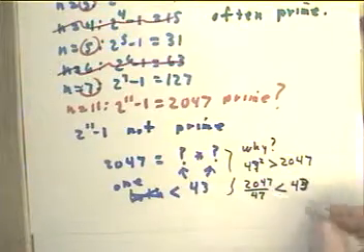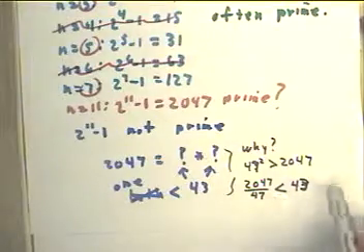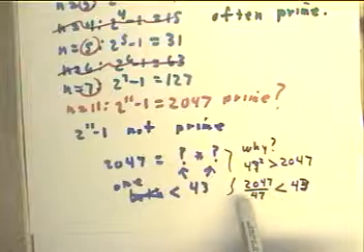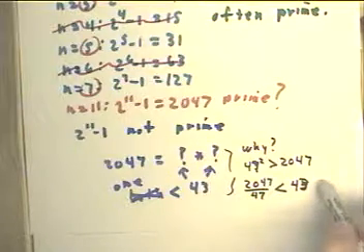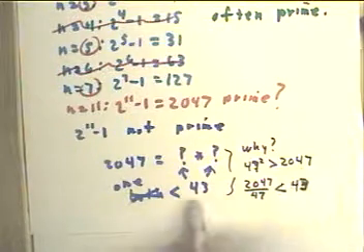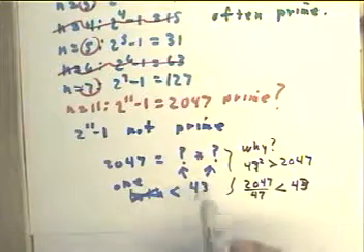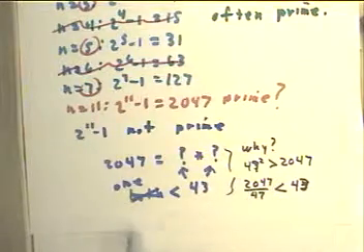I'm having a problem because I don't have room to write this down. I might have to come to it in another clip, but I'll say it quickly anyhow. 2047 divided by 47 would have to be less than 43, in which case there'd be a prime less than 43 that divides it.